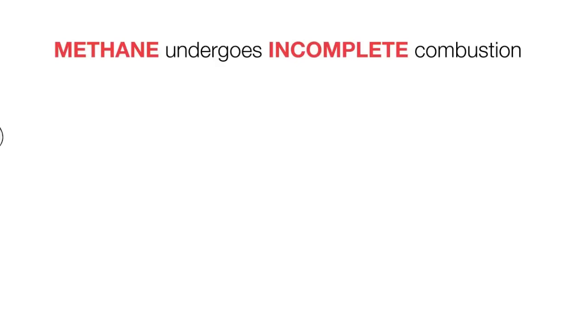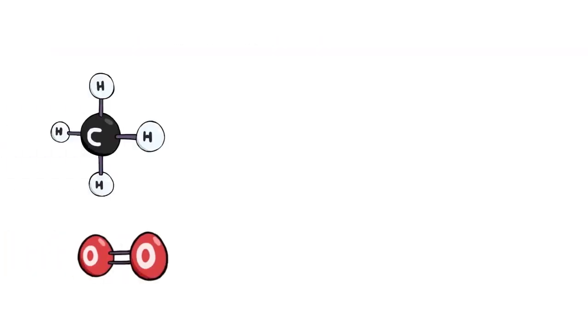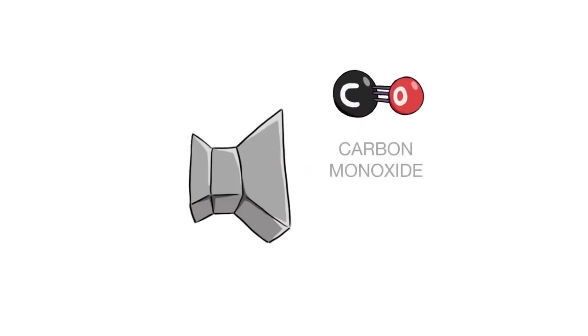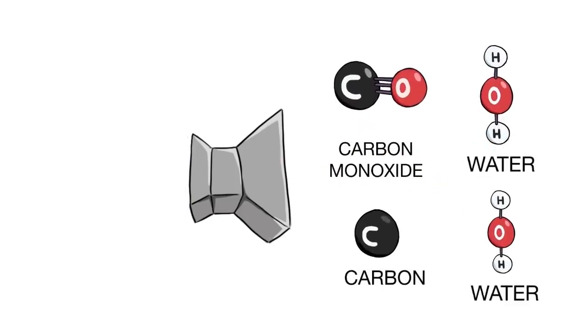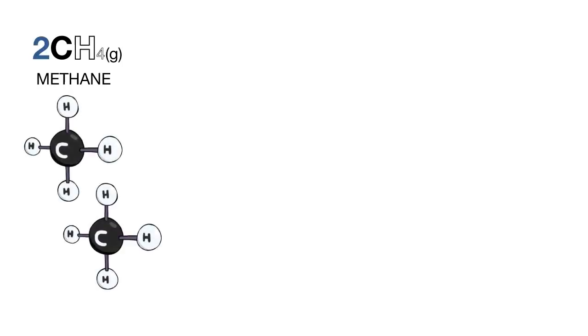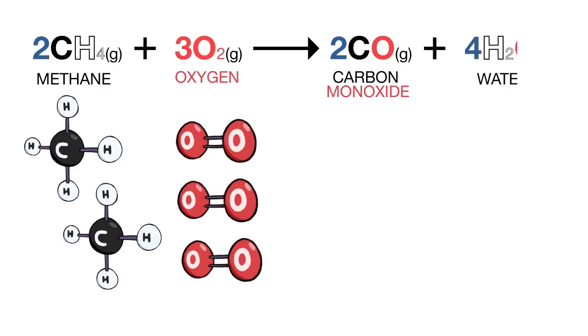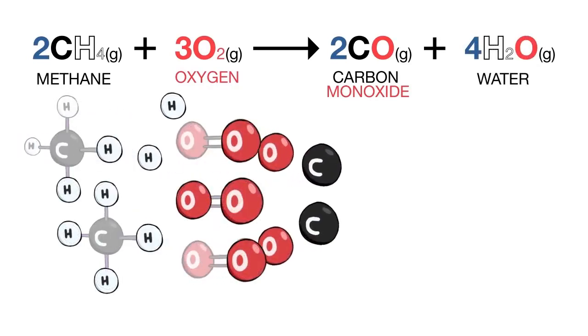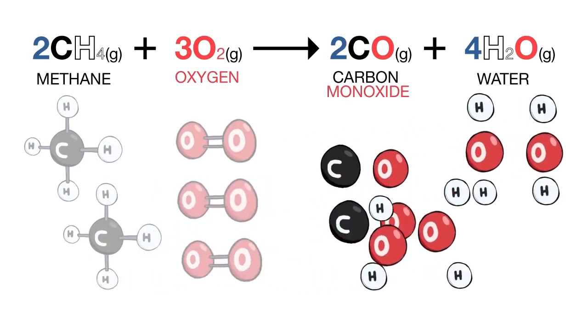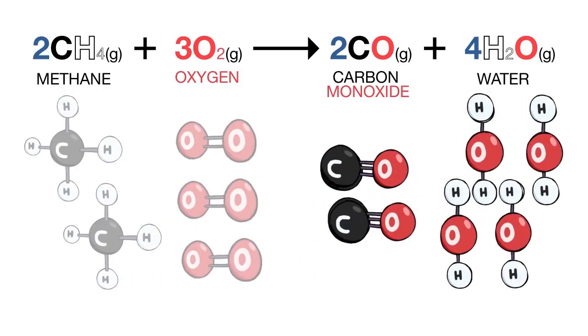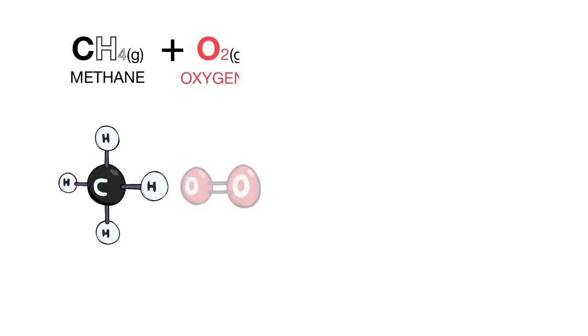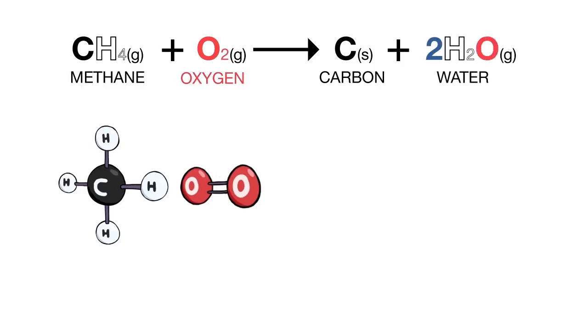When methane undergoes incomplete combustion, that's in a limited supply of air, it produces either carbon monoxide and water, or carbon and water, as shown by the equations 2CH4 gas plus 3O2 gas gives 2CO gas plus 4H2O gas, and CH4 gas plus O2 gas gives C solid plus 2H2O gas.